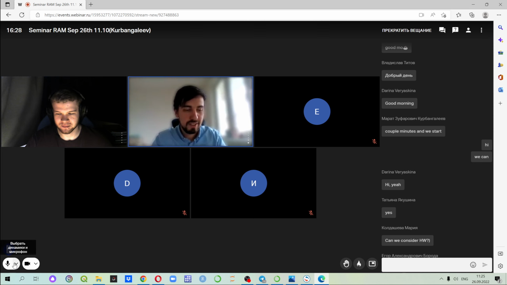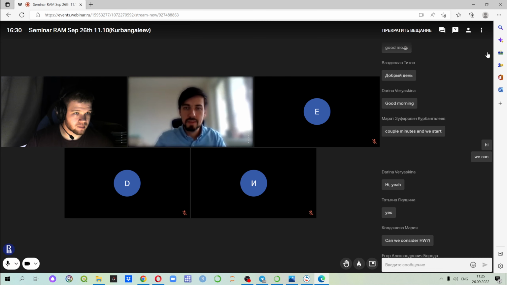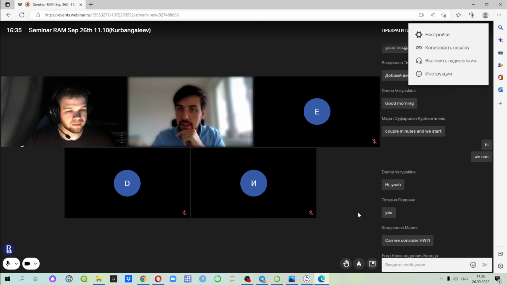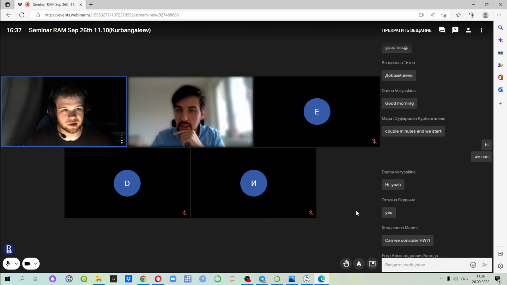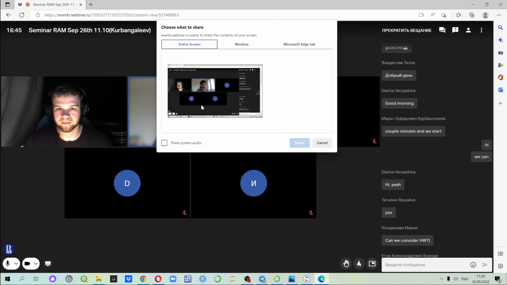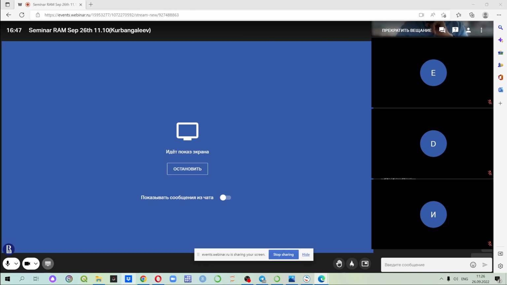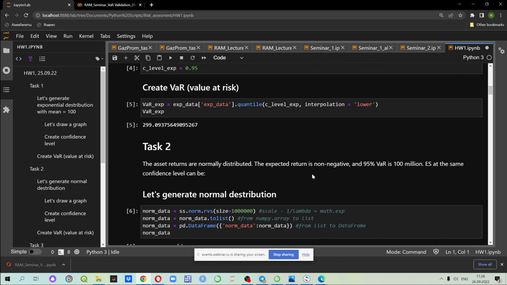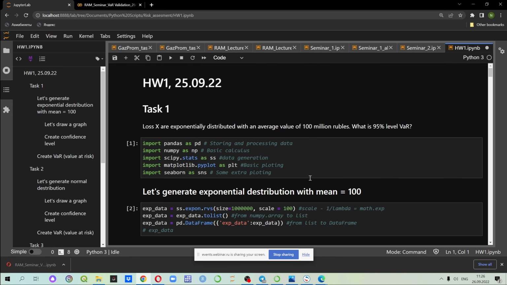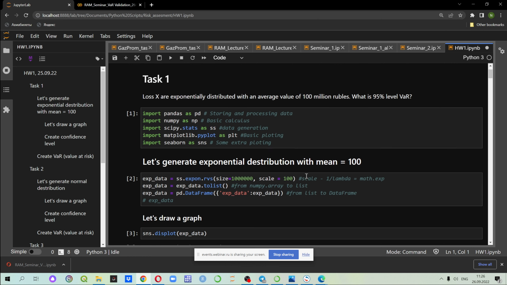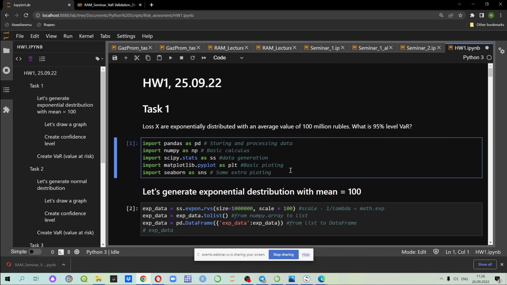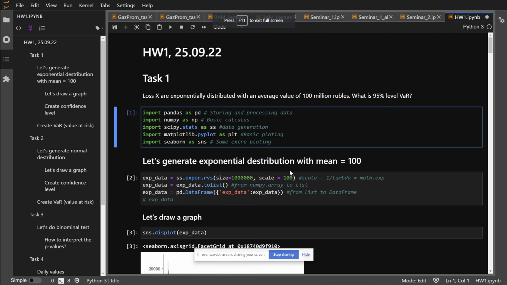Okay, let's see. How to show a screen here? I forgot. I think you should be able to do this. Yes, I see it. All right, good. Can you see my screen? Yeah, absolutely. Nice dark theme, by the way. Thanks.